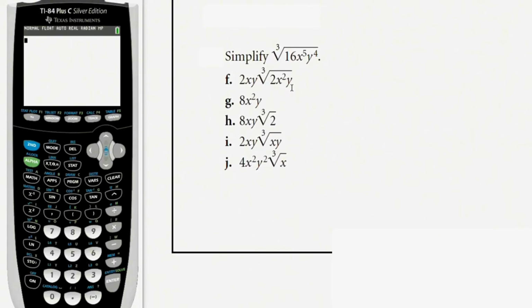When you apply the right law of indices to this question, you are going to arrive at 2xy cube root of 2x square y. That's this option F. But let's solve with the calculator, for those of you that might not really know how to do it with that method. So that's the essence of this video, to show you how you can do it with this calculator. So guys, let's get started.